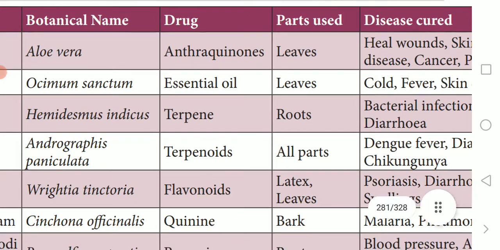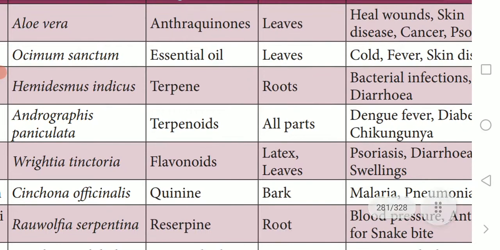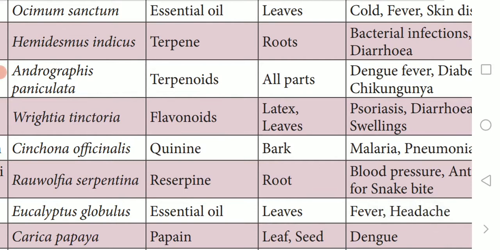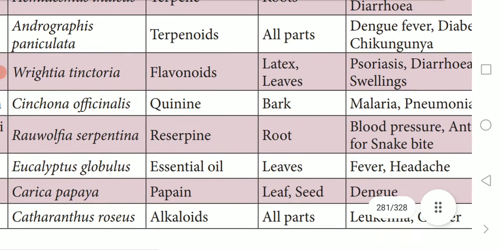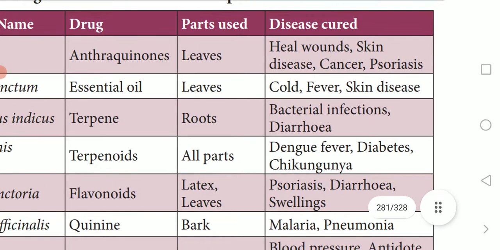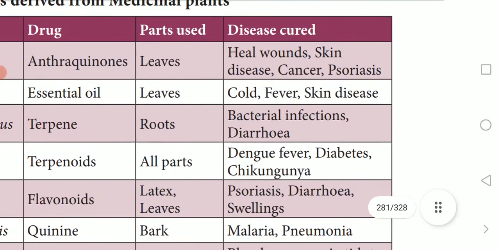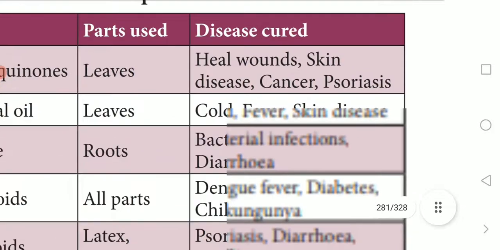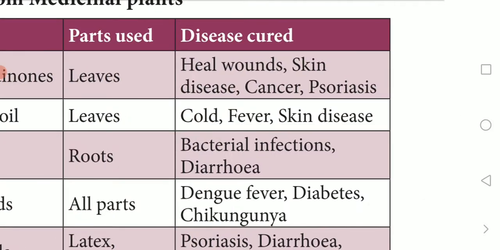And the drugs used here, drugs means medicines: anthraquinones, essential oil, terpenoids, flavonoids, quinine, reserpine, essential oil, terpene, alkaloids. The parts used, you can go through. The diseases are cured here. Diseases will be cured: wounds, skin disease, cancer, psoriasis.